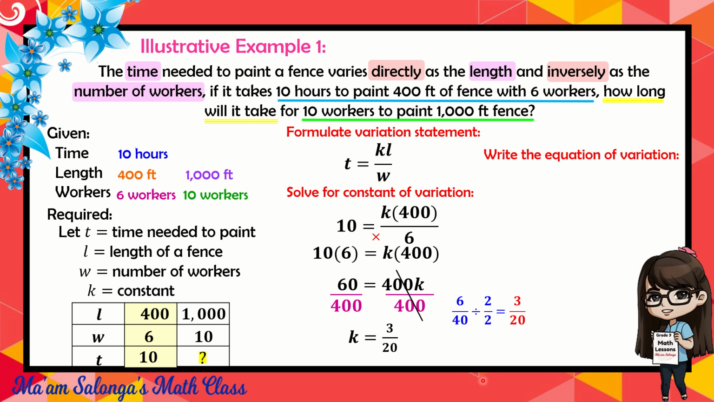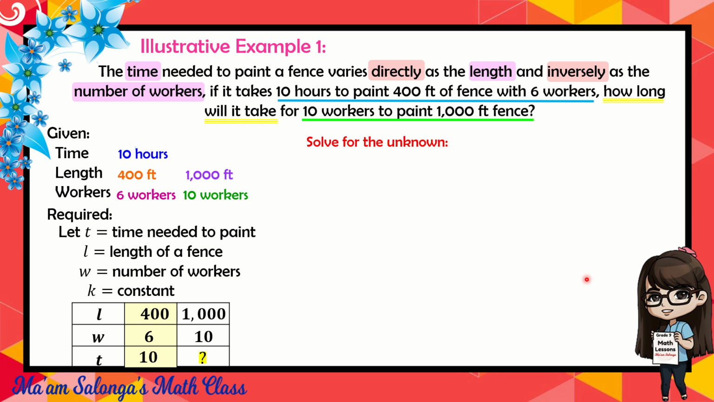Then let's write the equation of variation. By replacing the value of K with 3 over 20, we have T equals 3 over 20 times L over W. Then, let's solve for the unknown. The unknown is the time, so we have T equals 3 over 20 times 1,000 over 10.